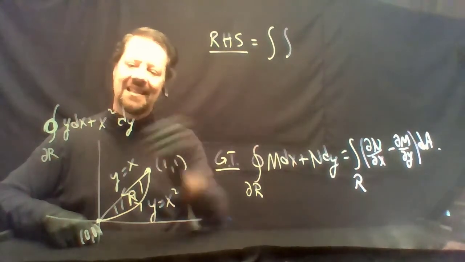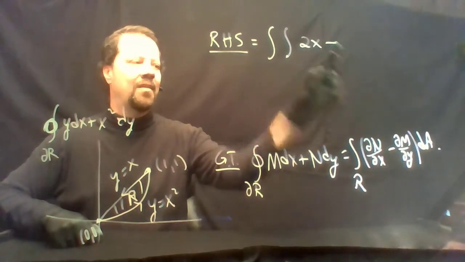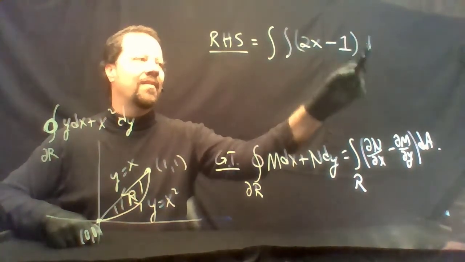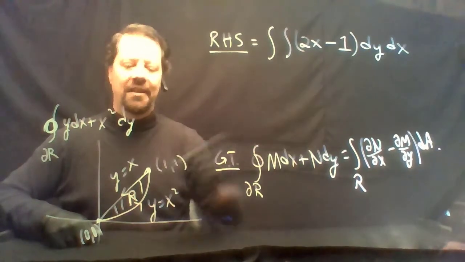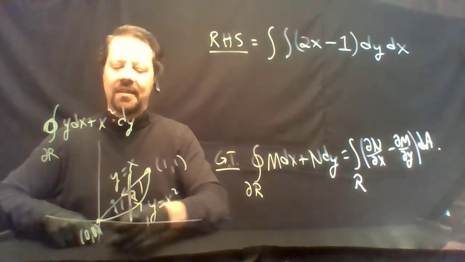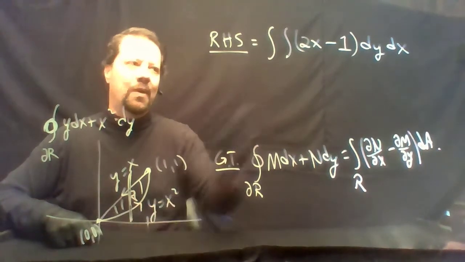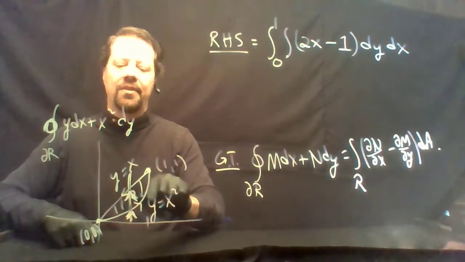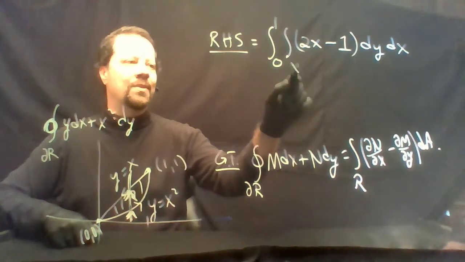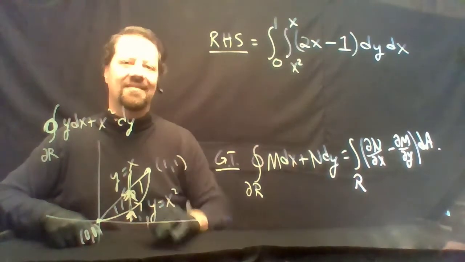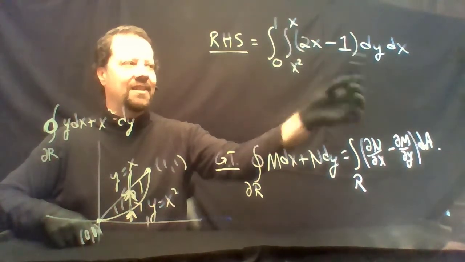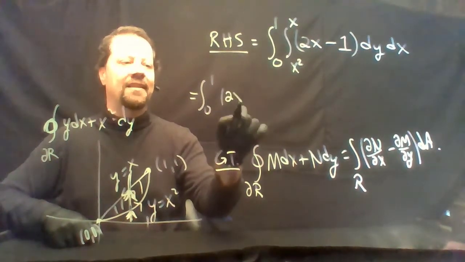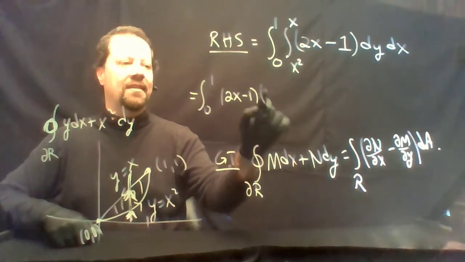We have dN dx minus dM dy. If we use vertical cross sections, x values will be integrated from 0 to 1, and the y values will go from the lower curve to the upper curve, from y equals x squared to y equals x. The integrand does not involve y, so we'll have the integral from 0 to 1 of the integrand times the length of the interval.